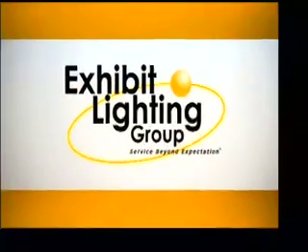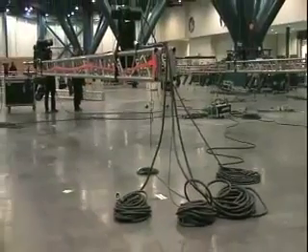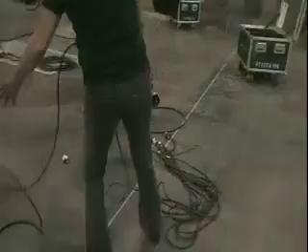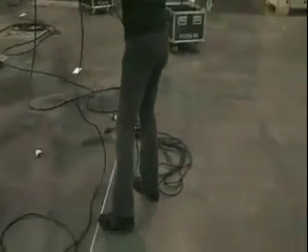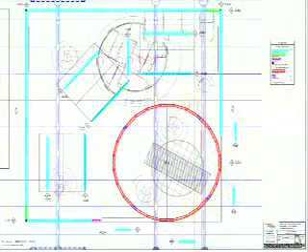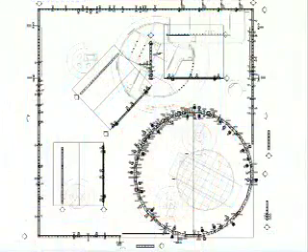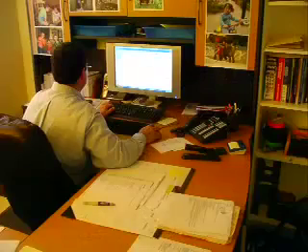Our next tip is, don't forget to check that the power requirements listed on your proposal match the power you have ordered from the exhibit hall. The electrical solution designed by the lighting team is based on these requirements and most times has very little room for variance. Now that the design and engineering phases of the project have been completed, all of the information is handed off to the Exhibit Lighting Group operations team.